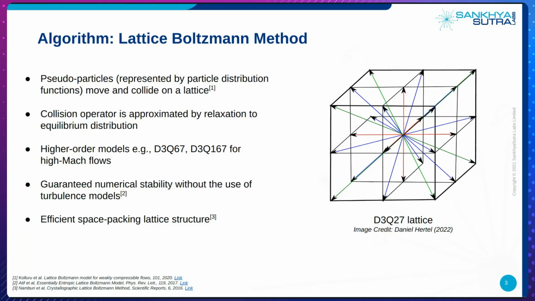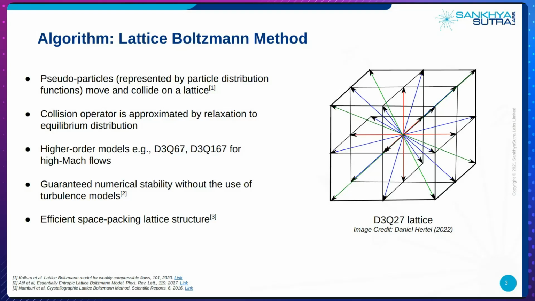There are also different variants of models within the solver depending on which regime your problem falls into. So for a problem which constitutes a high Mach number flow or a high Reynolds number flow, you can always use a higher order model, which will be computationally more intensive, but your solution will be accurate for that particular regime.